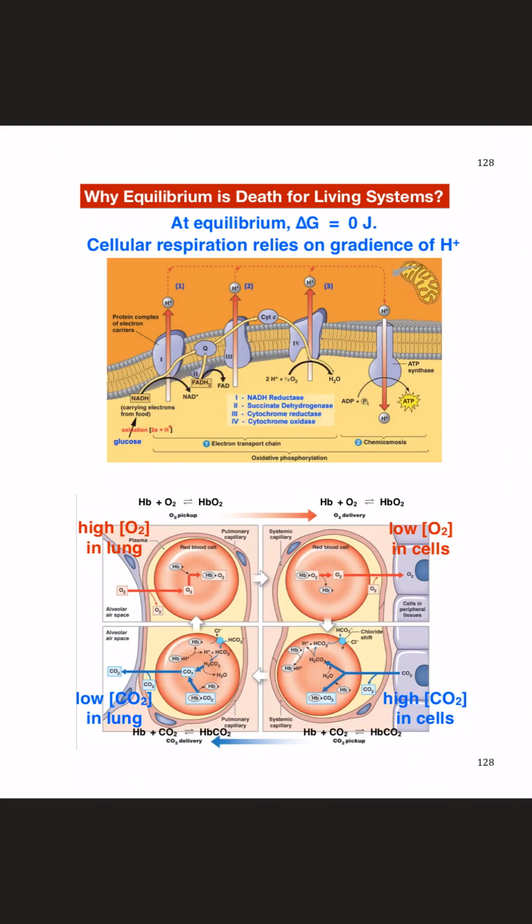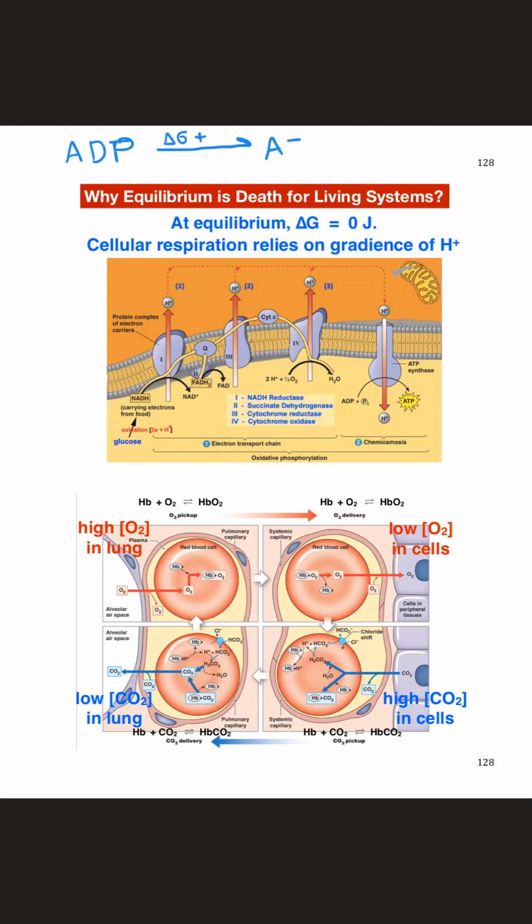The last thing that I would like to talk about to finish up this chapter section is why equilibrium is death for living systems. We know that at equilibrium, delta G would equal 0 because at equilibrium, the energy potential equals 0. And we learned from the previous synthesis and hydrolysis of ATP that in order to synthesize ATP from ADP, the forward direction of this is going to be a positive delta G because it's non-spontaneous, right?